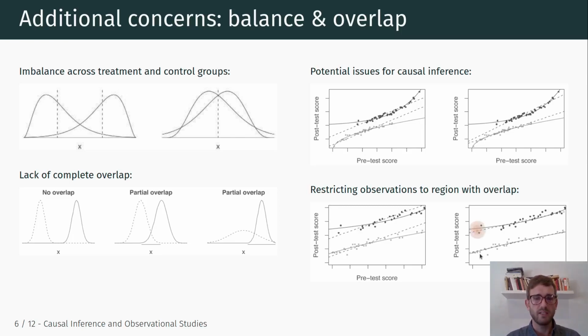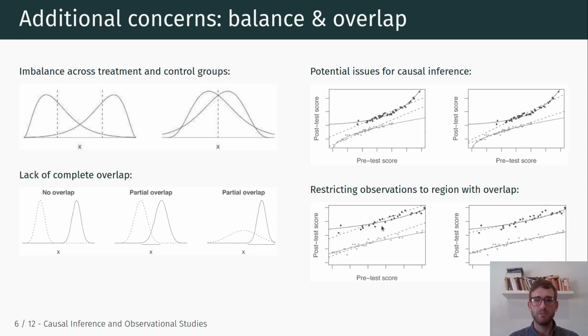The difference in the estimated treatment effect for lower and upper ranges of pretest scores is much smaller, right? So there's less of an issue with misspecification, okay? And this idea of restricting our observations to the region with overlap directly brings us to the topic of matching. Okay.